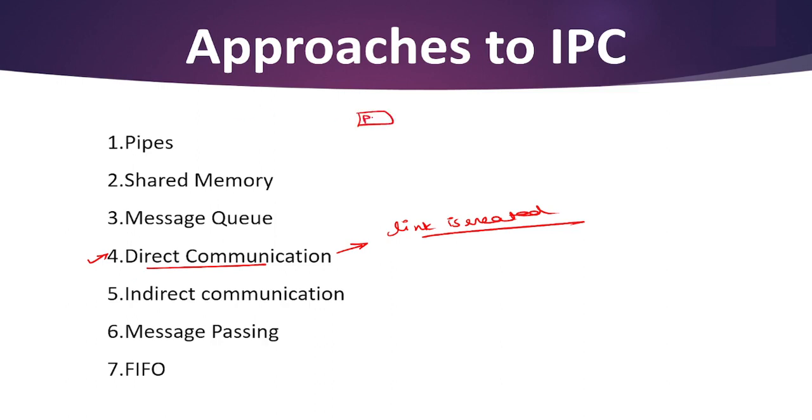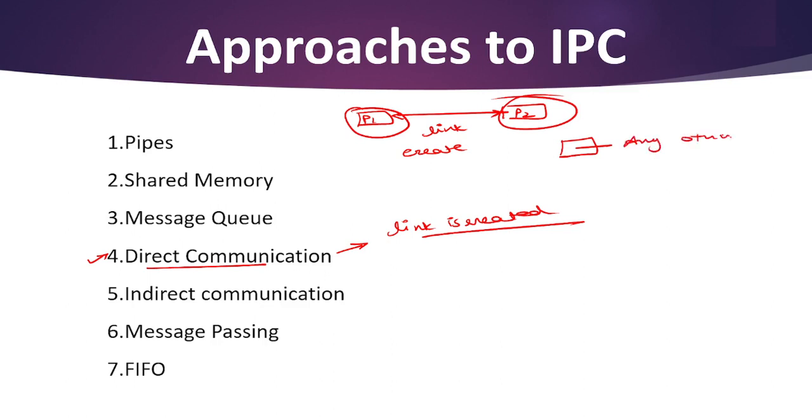Let's say these two processes want to communicate, want to share data with each other, then it will automatically create a link with the help of which they can share the data. That is called direct communication. In case of direct communication, there will be no involvement of any other extra process. Okay, if P1 wants to communicate only with P2, then there will be no involvement of other processes P3, P4, etc. However, in every pair of communicating processes, only one link can exist.